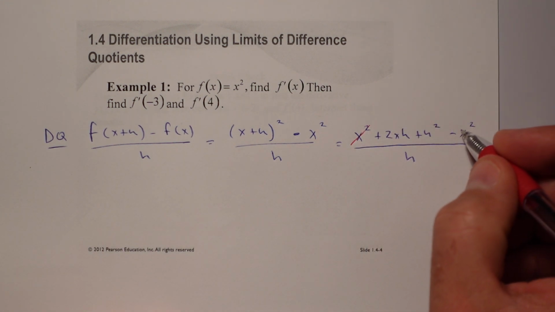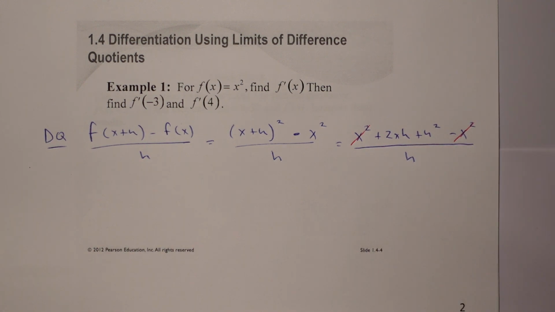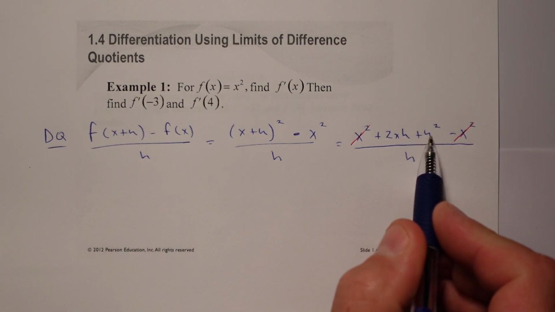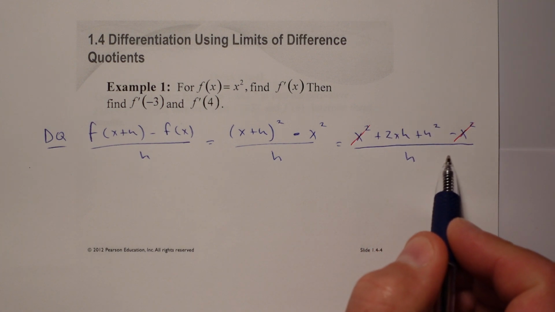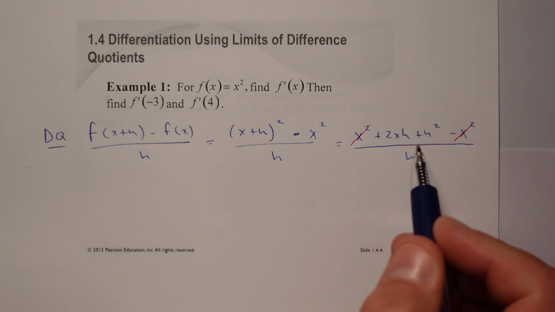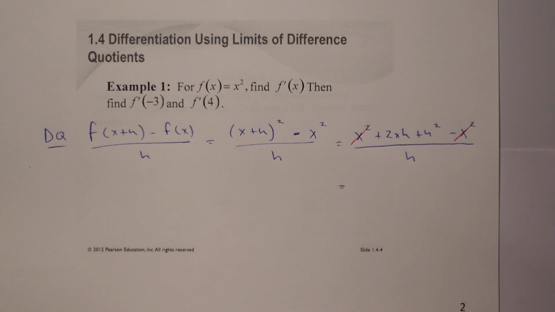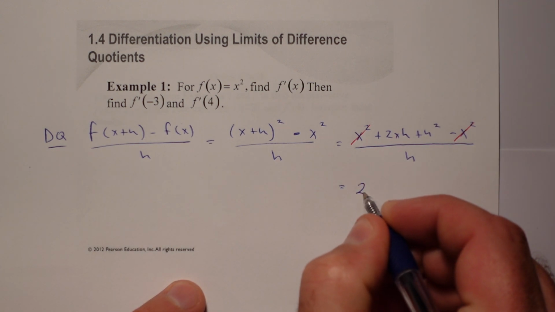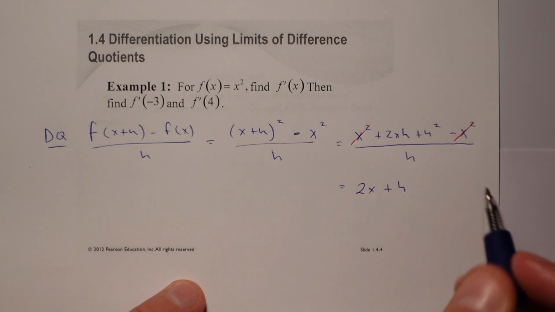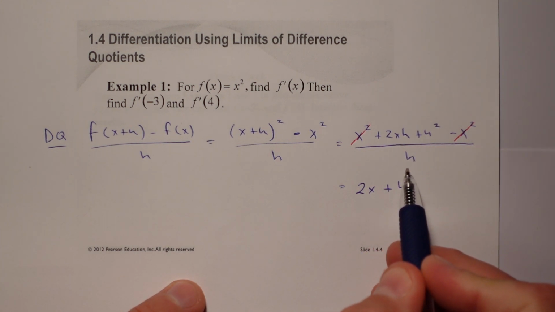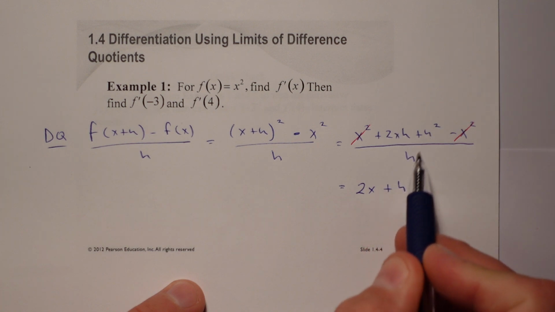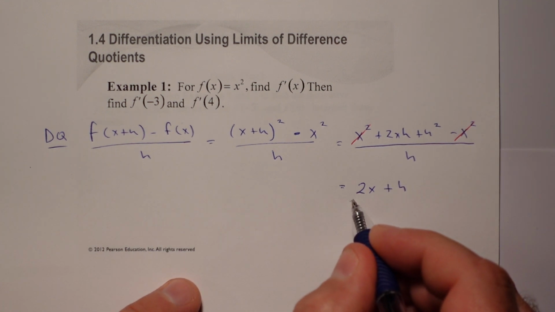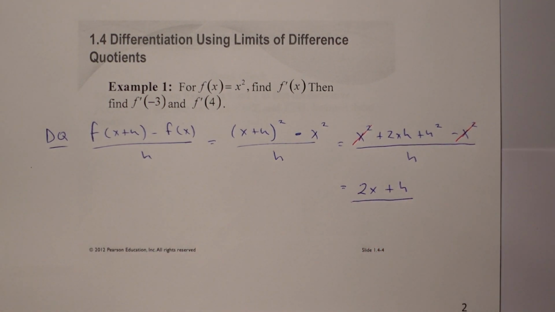So we've got the x squared front and back, those cancel. The next step, we're going to reduce every remaining term by a factor of h. So in this case, our final answer for the difference quotient is going to be 2x plus h. Notice the three terms that were remaining, I reduced all of them by a factor of h. So that's our difference quotient.